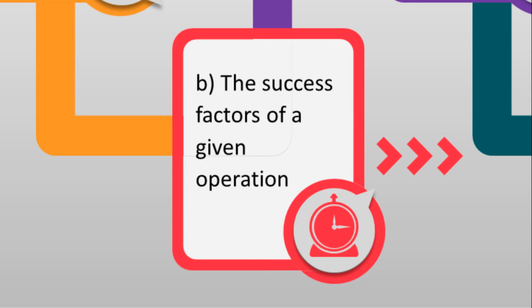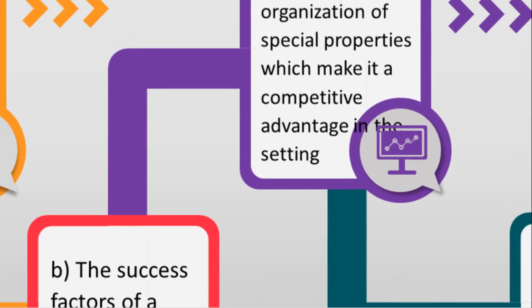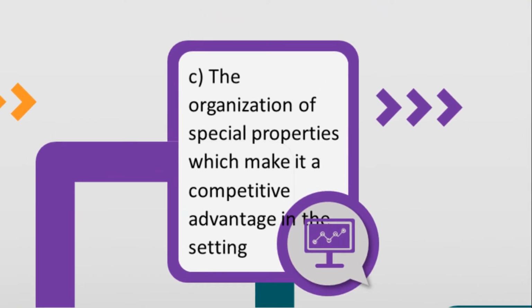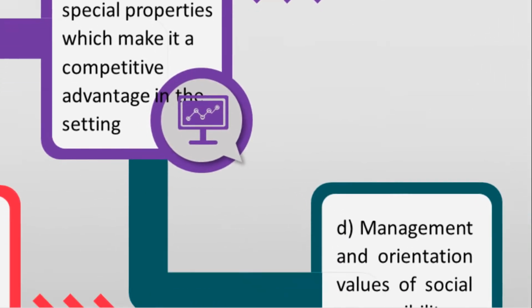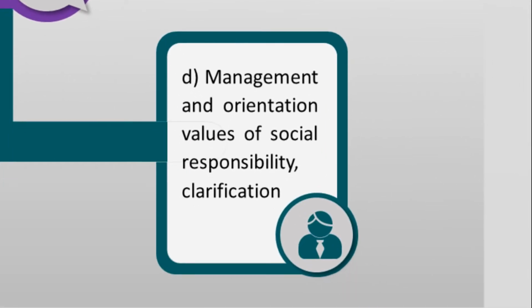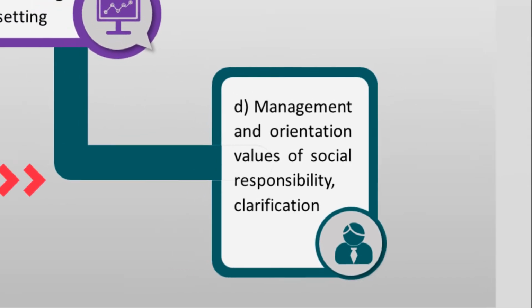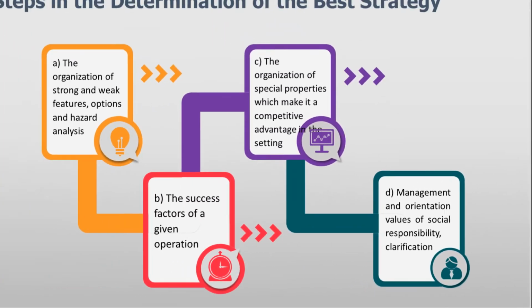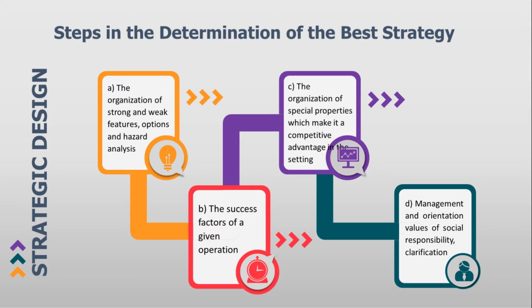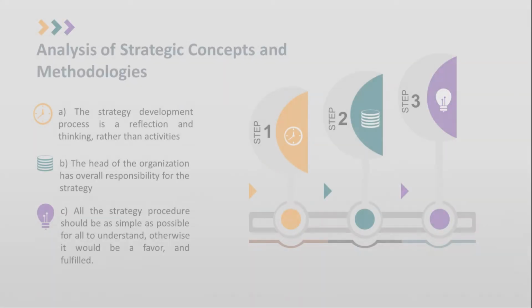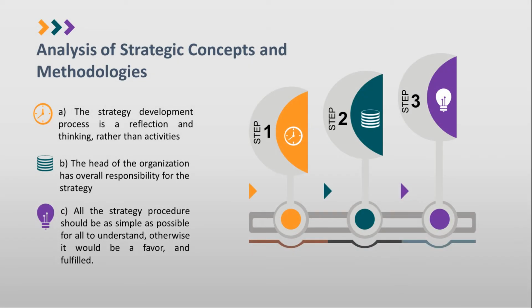This is to know how much improvement the operation needs. C. The organization's special properties which make it a competitive advantage in the setting. And lastly, D. The management and orientation values of social responsibility clarification. All those mentioned in the strategic design phases and tasks are found in the analysis of strategic concepts and methodologies.